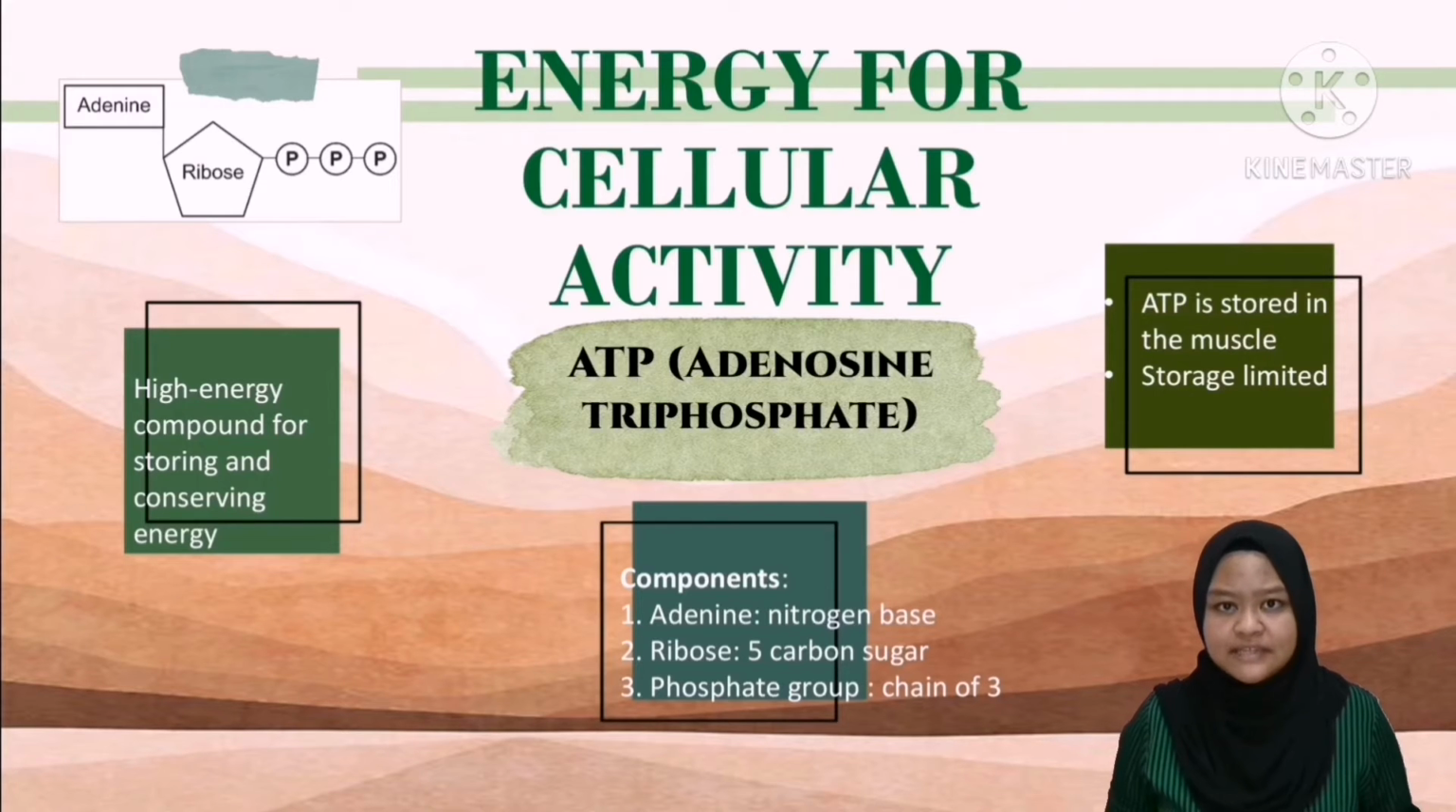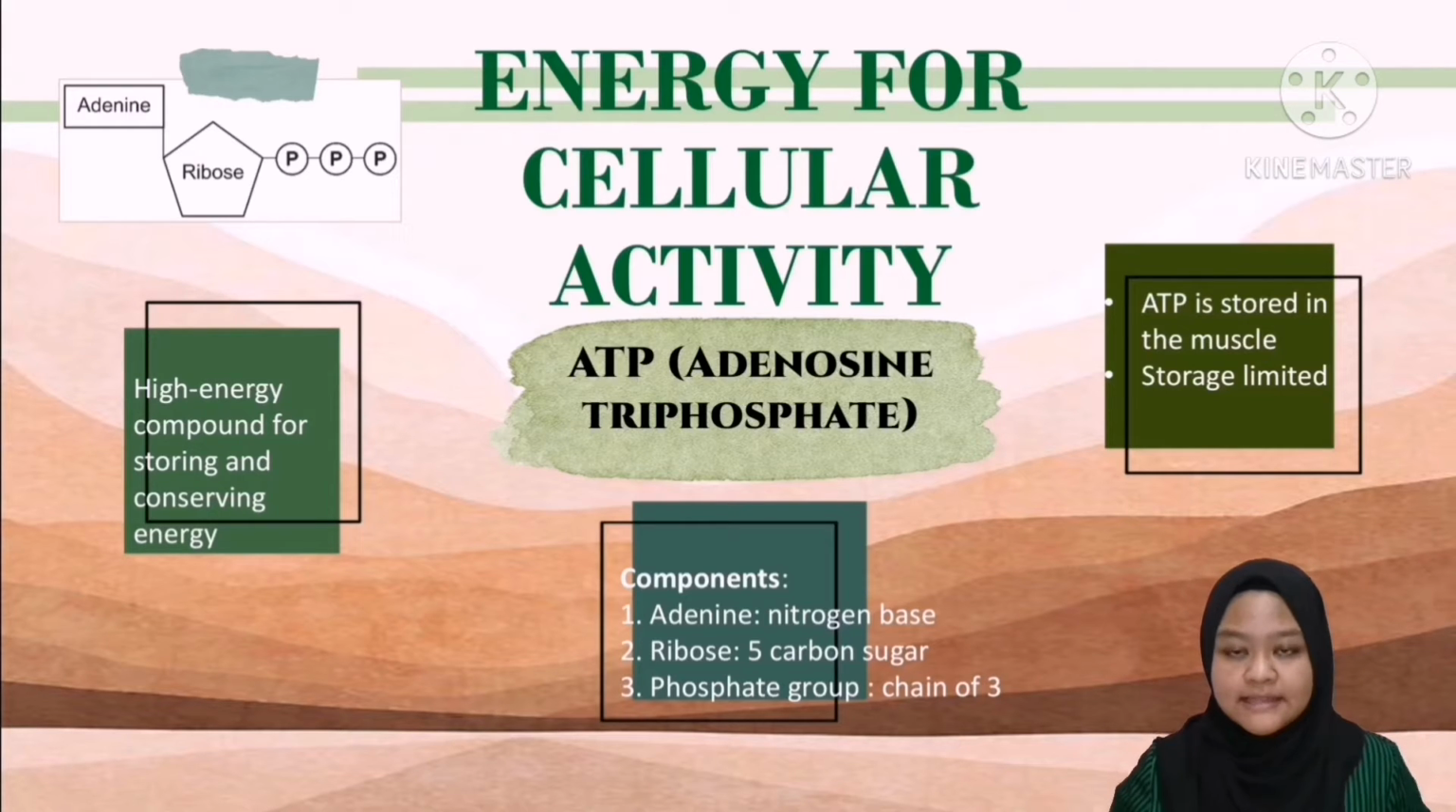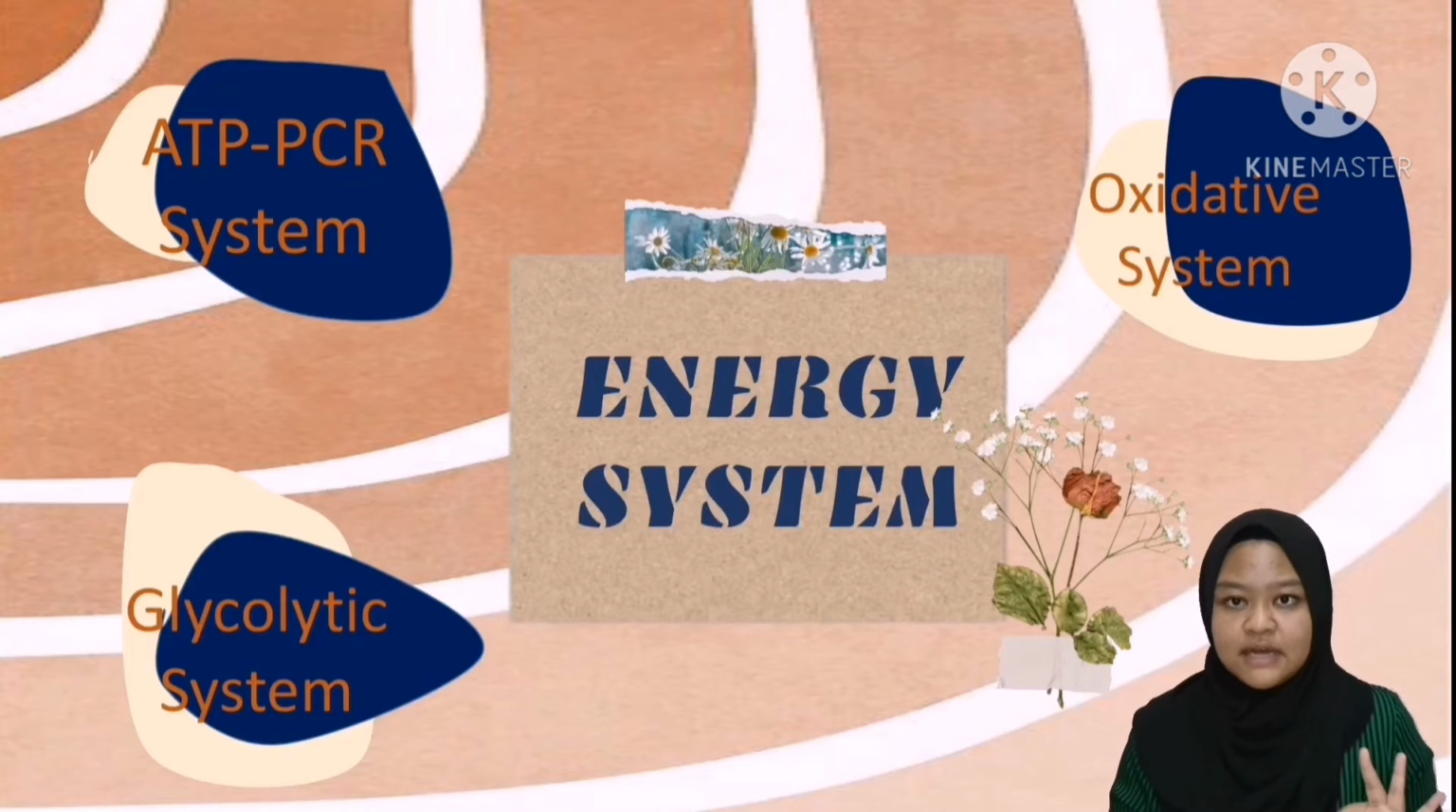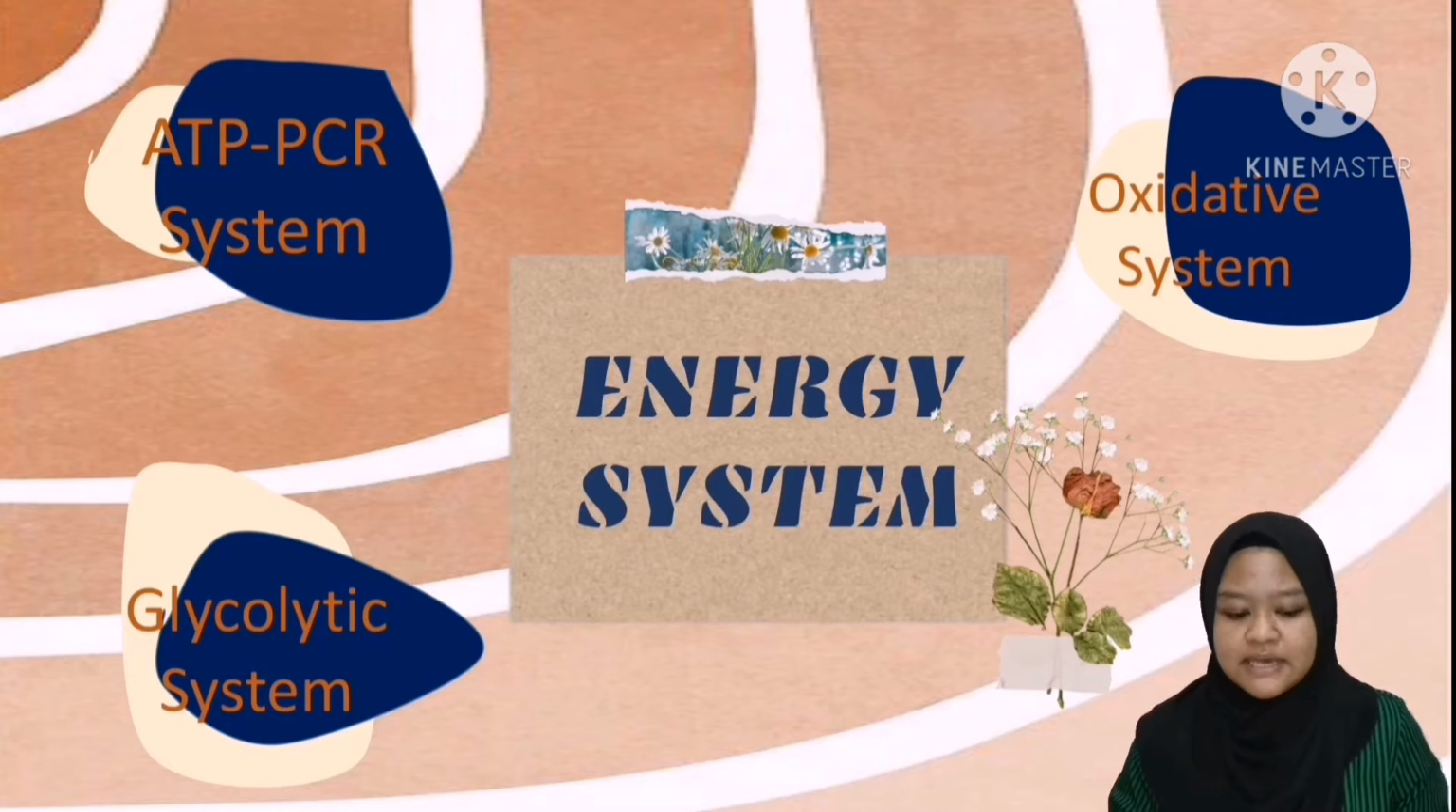The components in ATP are adenine, which is nitrogen based, second is ribose, which is 5-carbon sugar, and lastly, phosphate group in a chain of 3. ATP is stored in muscle and the storage is limited. There are 3 types of energy system. One is ATP PCR system, second is glycolytic system, and lastly, oxidative system.